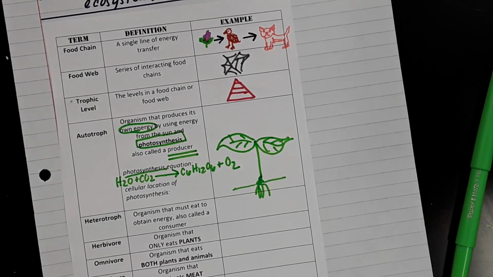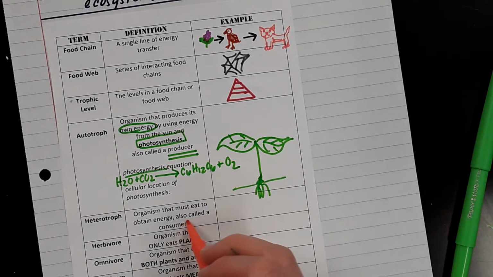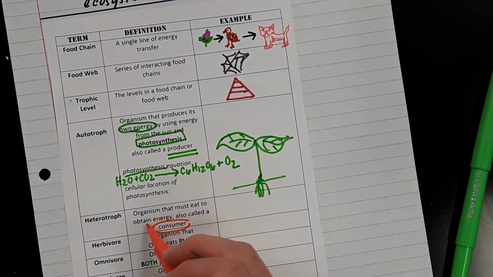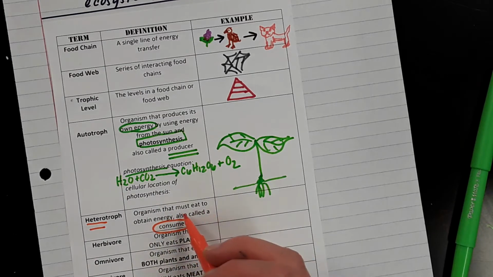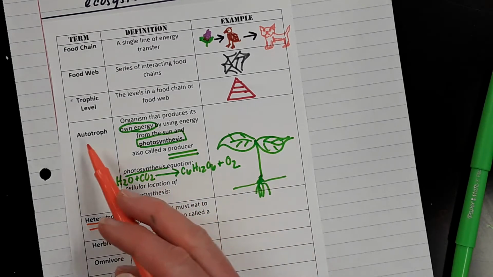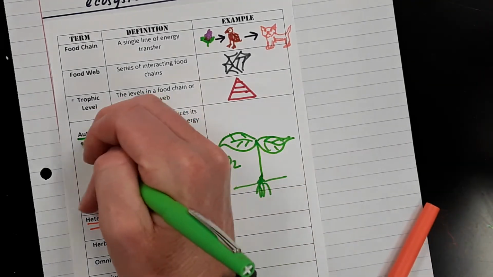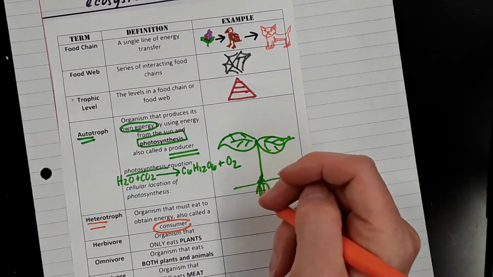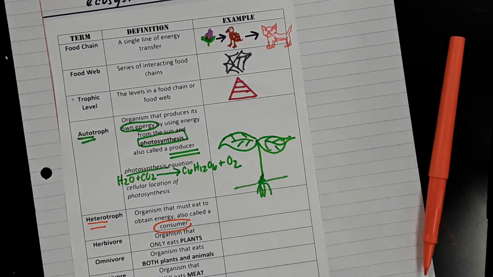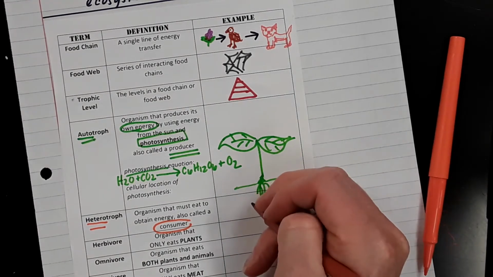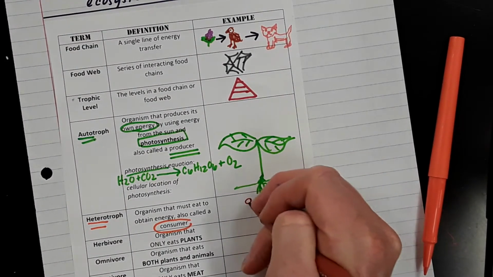All right, heterotrophs are organisms that have to eat something else to obtain their energy. They're also called consumers. If you're a heterotroph, hetero means different. It means that you eat something other than yourself. Autotroph means I feed myself. Okay, so an example of a heterotroph, something that has to eat other food, could be, like we said, a bird. Birds don't go through photosynthesis. They can't make their own food. So here's our little bird.